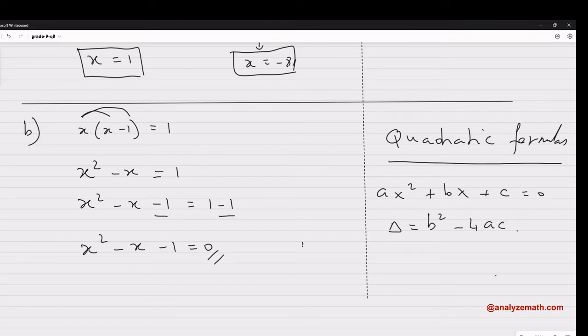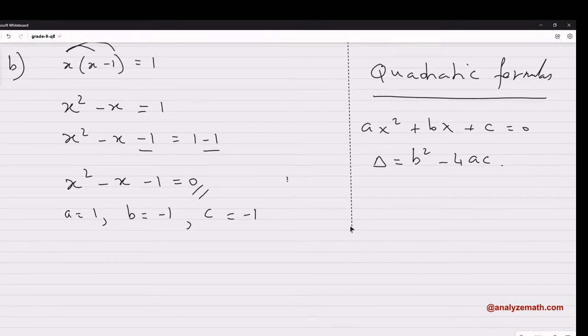Good. So let's go here to our equation and find a. A is equal to 1. A is the coefficient of x². B is the coefficient of x here. What is the coefficient of x? Negative 1. C, what is c? C is the constant term. It has no x with it. So it's c equal to negative 1.